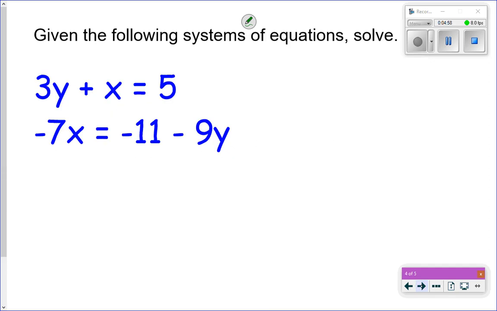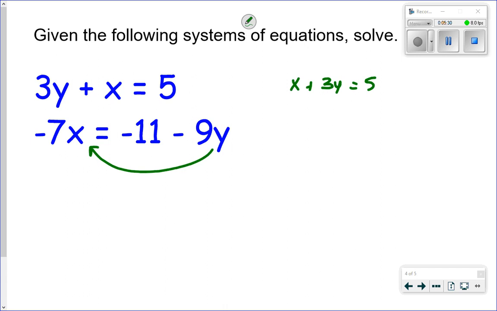All right, let's do another example. I've got 3y plus x equals 5 and negative 7x equals negative 11 minus 9y. So the first thing that I noticed when I'm looking at this problem, before I can even start, is that things are out of order. So I need to have the x's first, the y's second, the equal signs, and then the whole numbers. So up top, I just need to switch things around. So I'm going to change it to be x plus 3y equals 5. And then on the bottom, I need to move this 9y over to the other side, and I need to do that by adding. So I'm going to get negative 7x plus 9y equals negative 11.